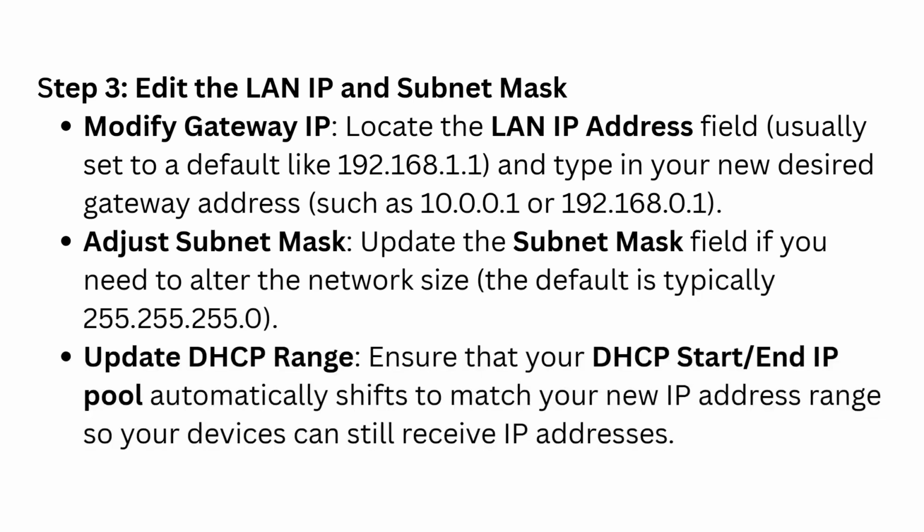Step 3. Edit the LAN IP and subnet mask. Modify the gateway IP. You need to locate the LAN IP address field, usually set to a default like 192.168.1.1, or type in your new desired gateway address such as 10.0.0.1 or 192.168.0.1. Adjust your subnet mask.